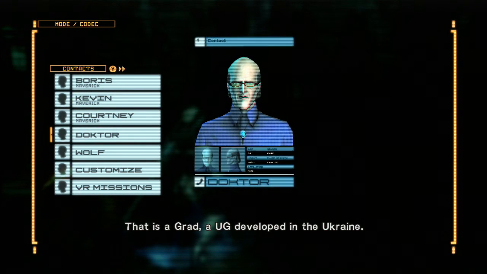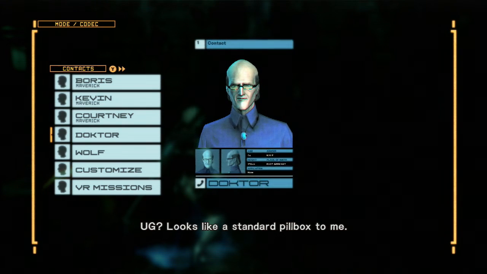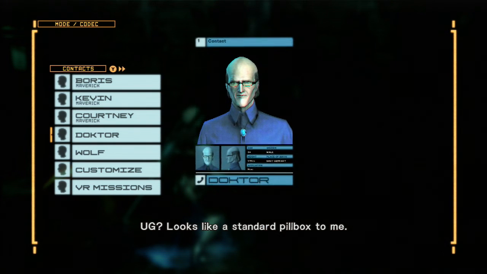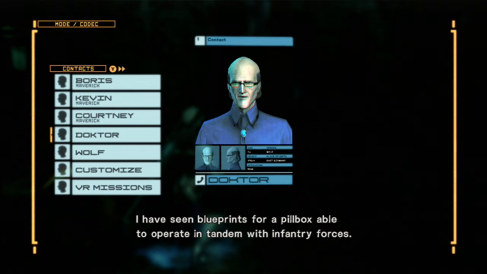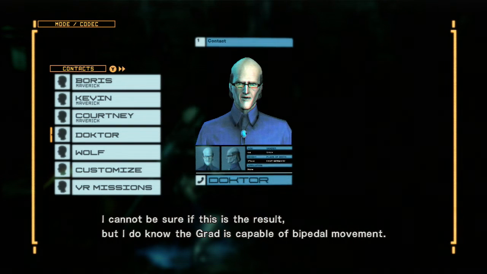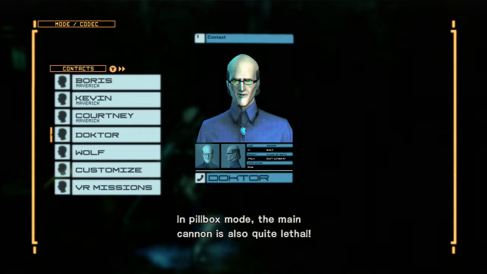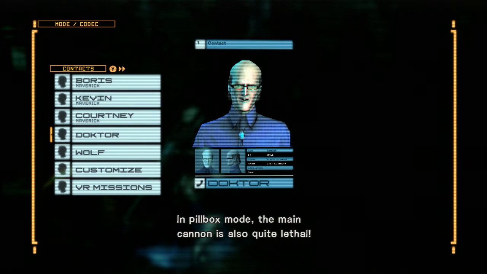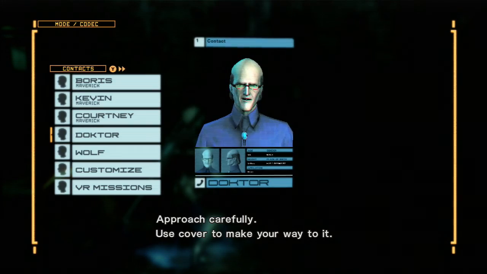That is a Grad, a UG developed in the Ukraine. UG? Looks like a standard pillbox to me. I have seen blueprints for a pillbox able to operate in tandem with infantry forces. I cannot be sure if this is the result, but I do know the Grad is capable of bipedal movement. In pillbox mode, the main cannon is also quite lethal. Approach carefully. Use cover to make your way to it.